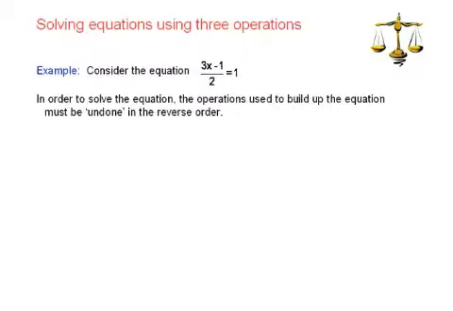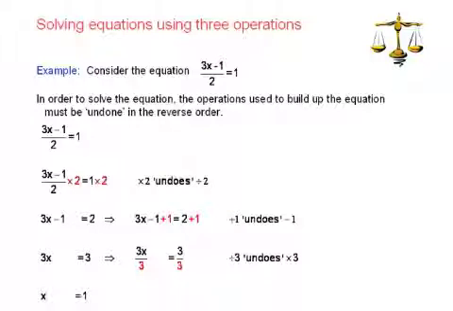So let's look at another equation, but this time it's a division equation. For starters, 3x minus 1 divided by 2 is equal to 1. In order to solve the equation, the operations used to build up the equation must be undone in the reverse order. In other words, we start by dividing by 2 and then we add the 1. Let's look at this in more detail. 3x minus 1 divided by 2, let's multiply both sides by 2 to get rid of the 2 on the bottom of the fraction on the left hand side.